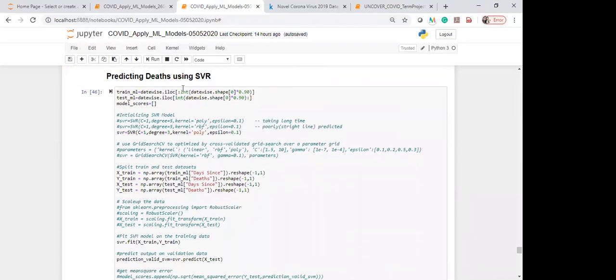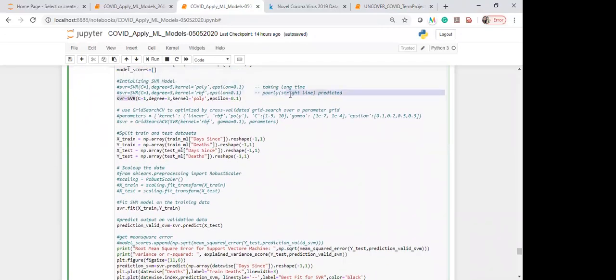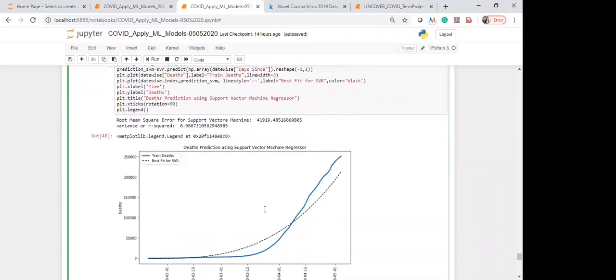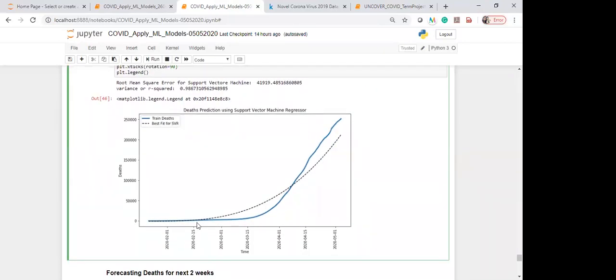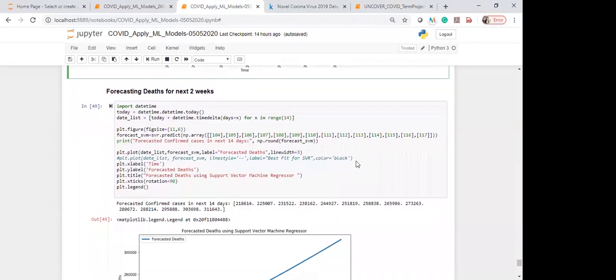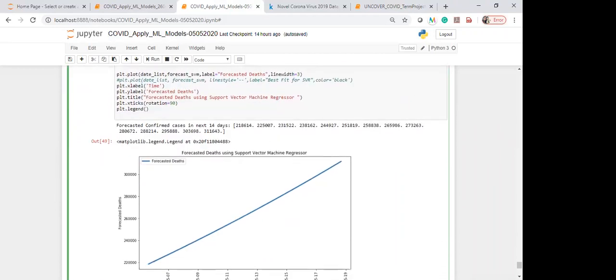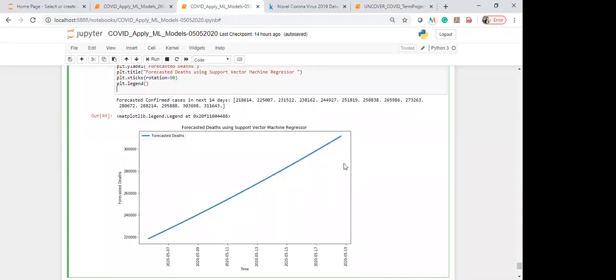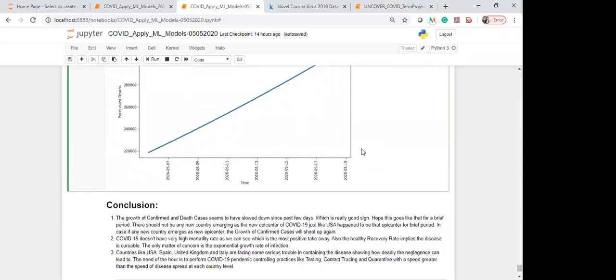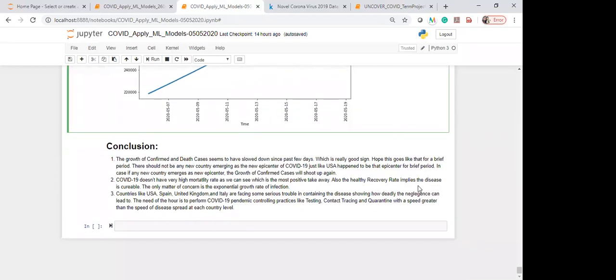And then I trained a different model for predicting deaths, using the same polynomial and degree 3. And this is also done pretty good here. And this is again forecasting deaths in the next 14 days using the trained model. And the deaths are here. This is also an increasing graph.